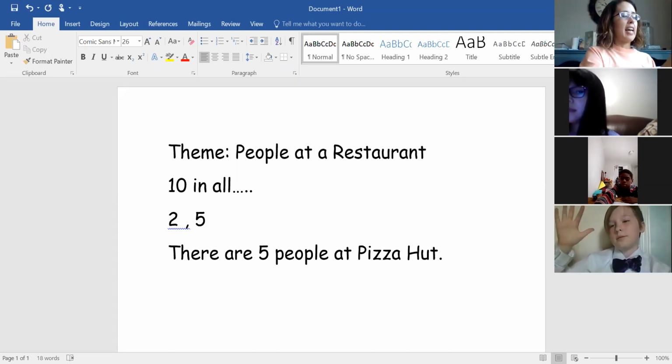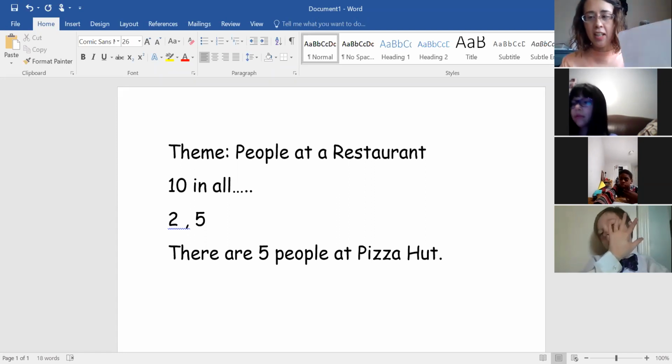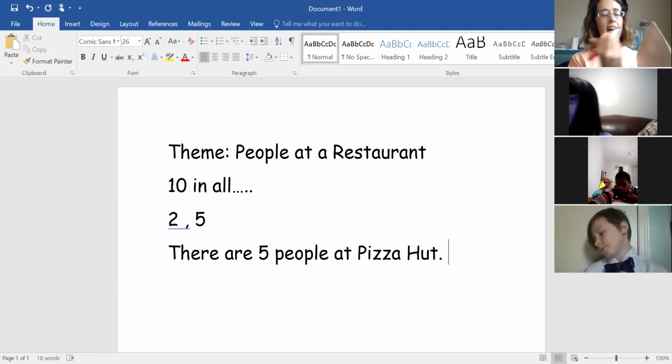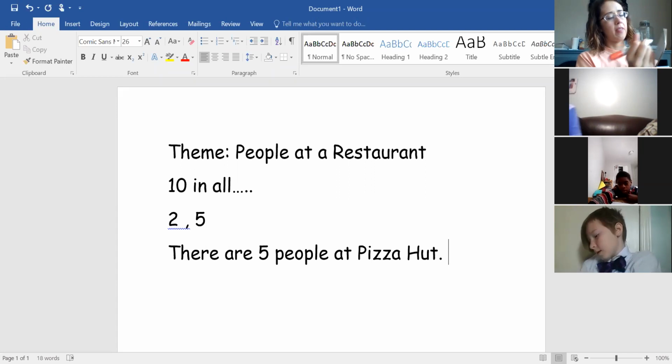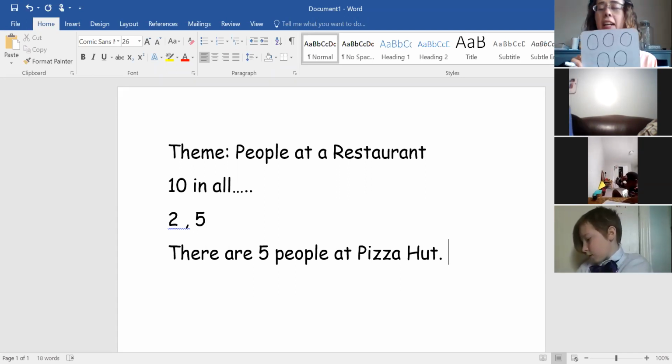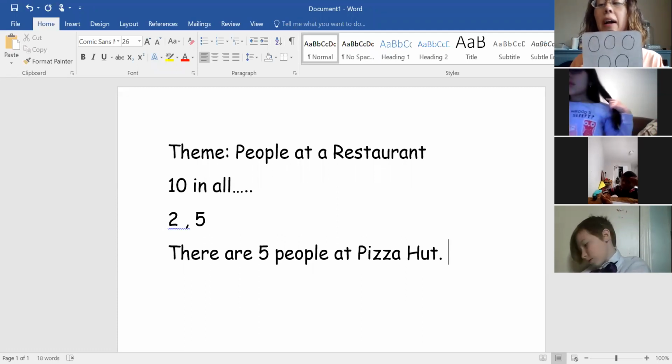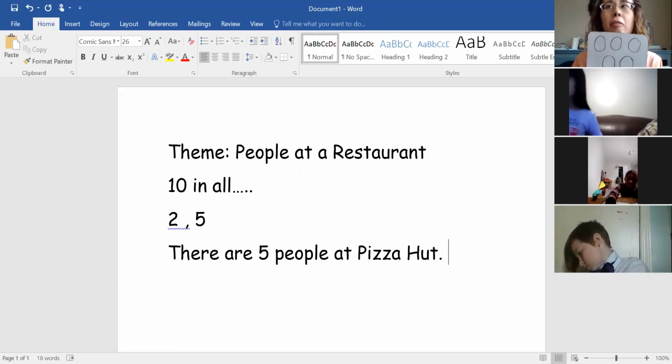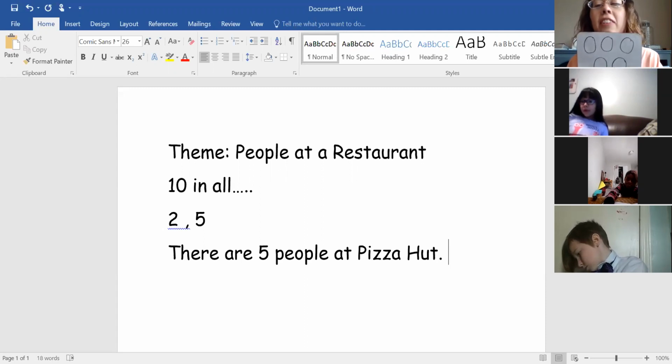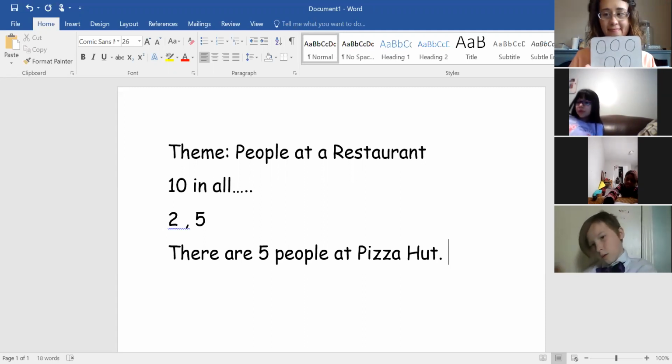So let's back up a second. Can everyone draw 5 circles for our 5 people? Okay, so our 5 is the number of groups. We're writing a multiplication word problem. Okay, if you have your 5 circles drawn.